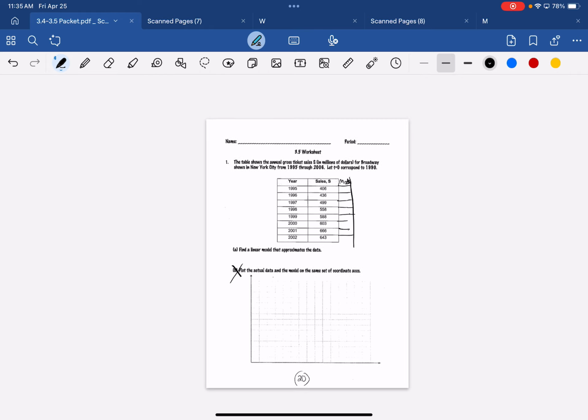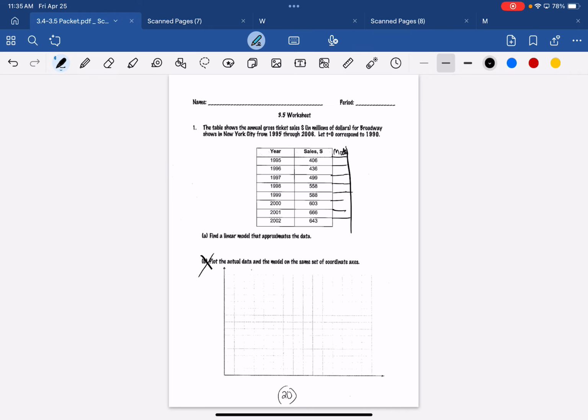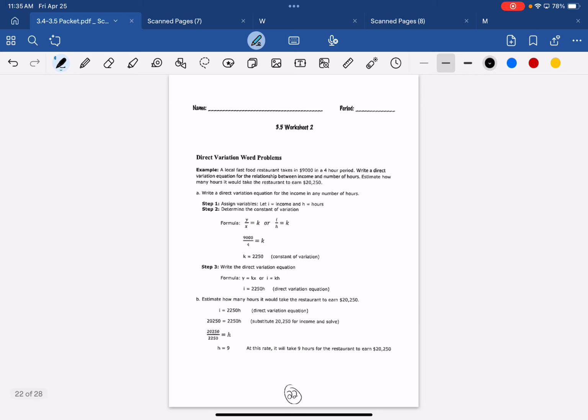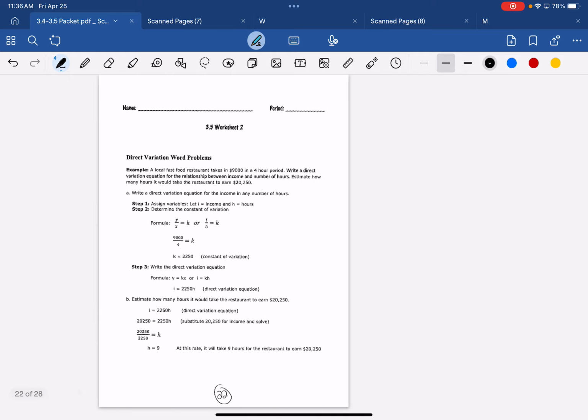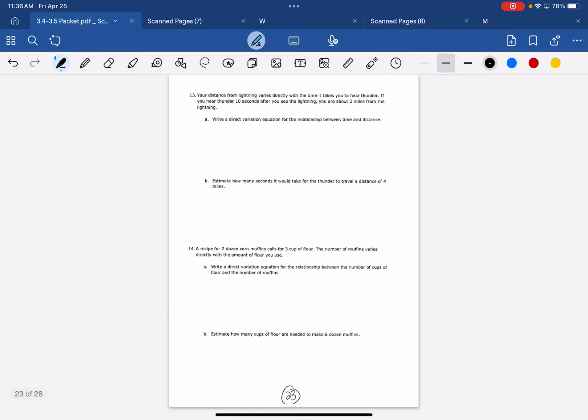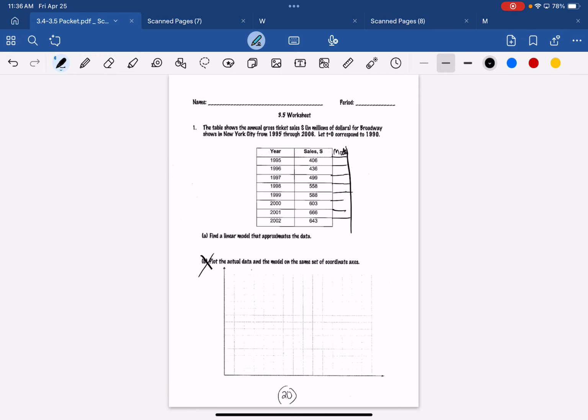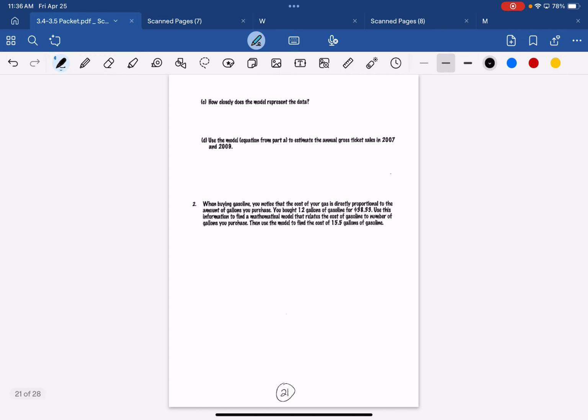So your assignment is listed pages 20 to 23. However, what you'll notice is 21 is like one question. 22 is actually one big example. There's not actually a problem on there. Okay? So you're going to do 2 different direct variation problems on page 23. And then you're going to do this one problem about mathematical model. Okay? It's just spread out a bunch of pages.